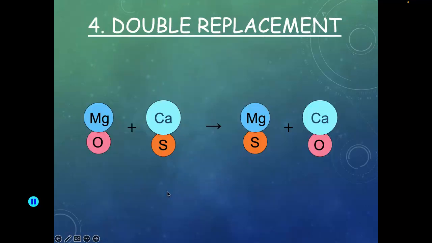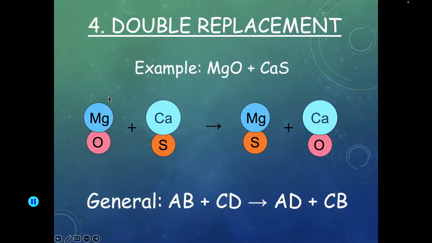All right, double replacements, really similar, except for now we're both trading partners. So the magnesium and oxygen are bonded, and they're going to switch partners. So that means the magnesium and the sulfur are going to combine, and the oxygen and the calcium are going to combine. We're just switching what we're bonded with.